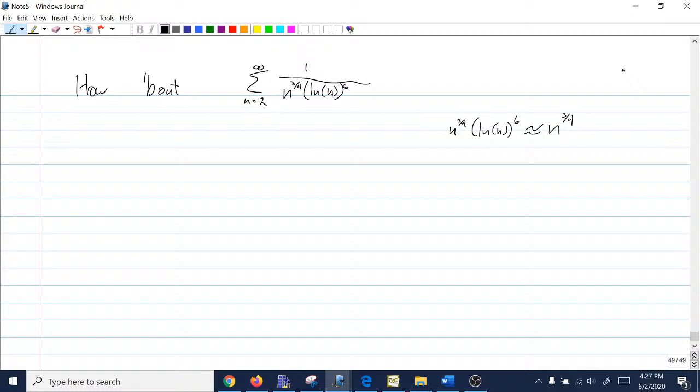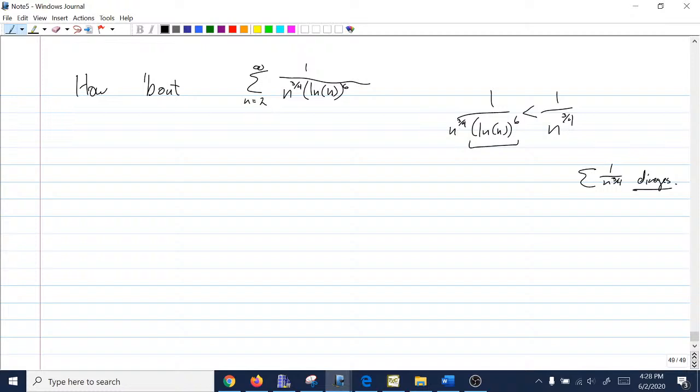It's not the exact same size. The ratio doesn't go to 1. This log n does go to infinity, so the left-hand side is materially bigger than the right-hand side, but materially bigger by such a small amount that I don't expect that small amount to make much difference. That means 1 over this and 1 over this should be about the same size. You have a bigger denominator, so you're a smaller fraction. What do I know about 1 over n to the 3/4? I know the sum of 1 over n to the 3/4 diverges. So I'd like to show that that thing converges.